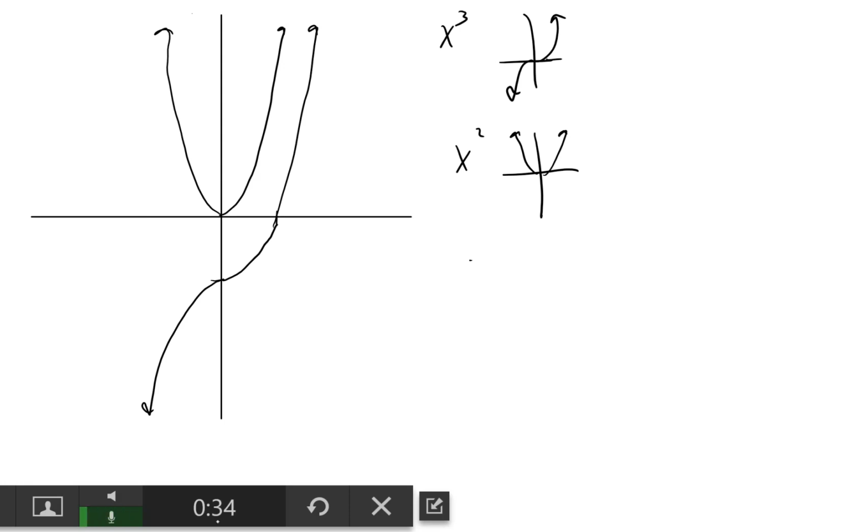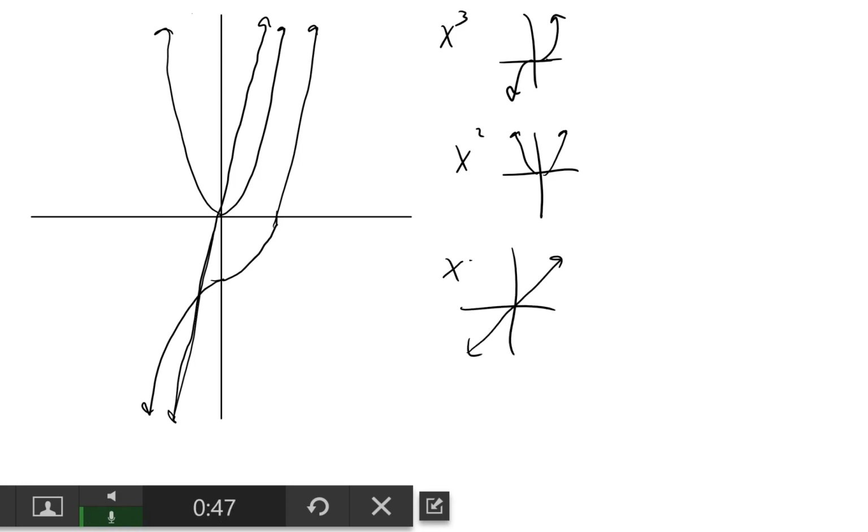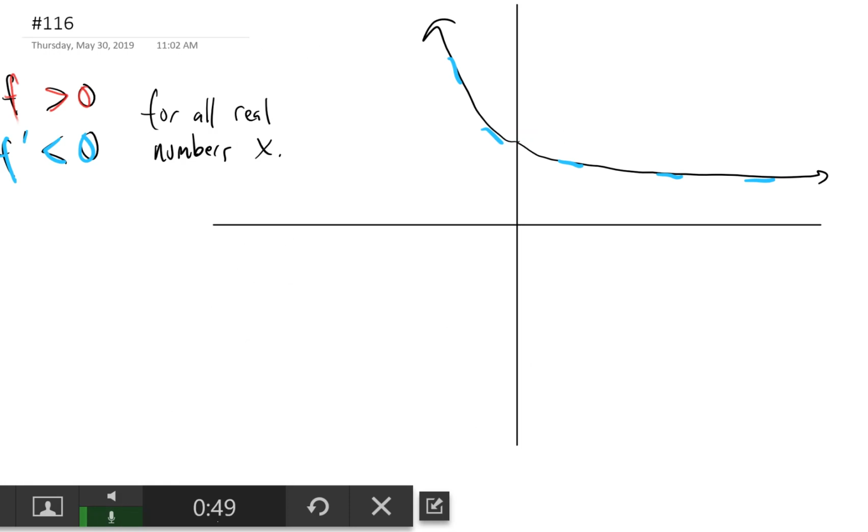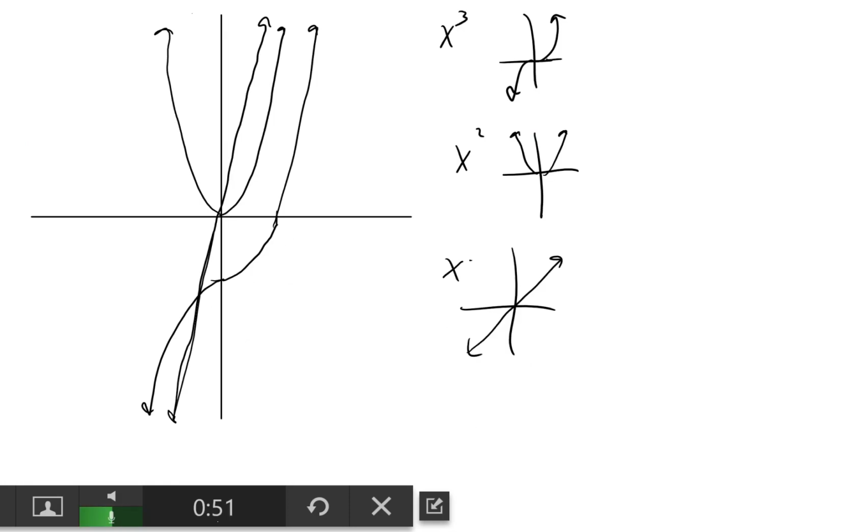And finally, there's a linear function. It's right about in there. So that looks closest to y equals x, which looks like that. All right, our task in this question is to figure out which one of these would be the function, which would be its derivative, and which would be its second derivative.